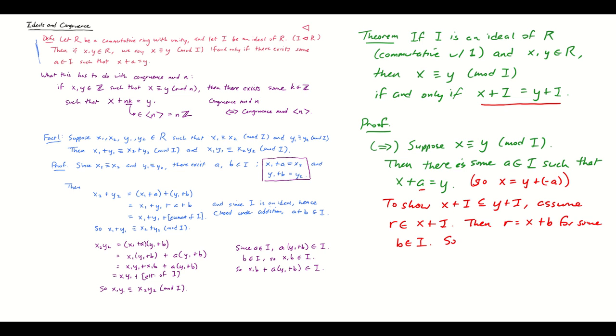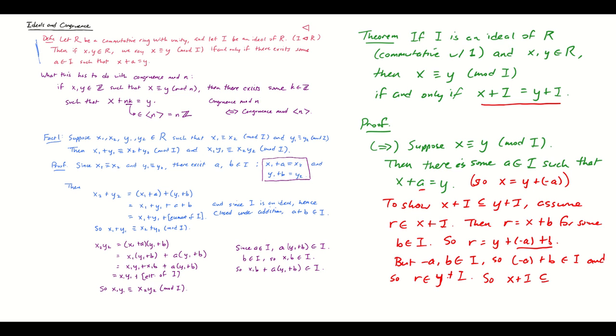All right, so r is also equal to, and I'm going to substitute for x this thing y plus negative a. Y plus negative a plus b. Okay, but look, negative a and b both belong to I, so I believe that means this belongs to I, and so r belongs to y plus I, because there we have r expressed as y plus an element of the ideal. Okay, so that means x plus I is a subset of y plus I.